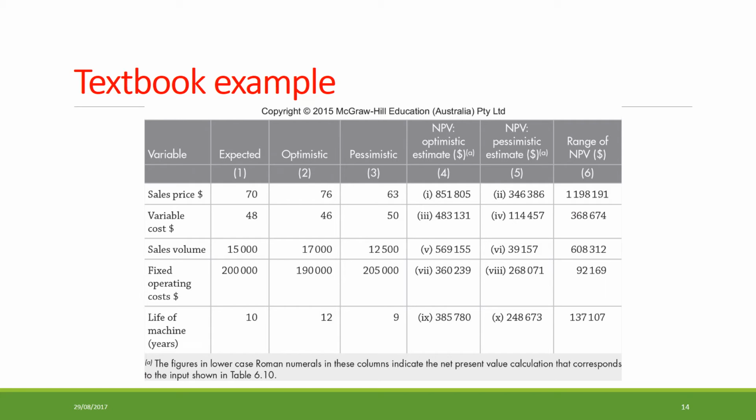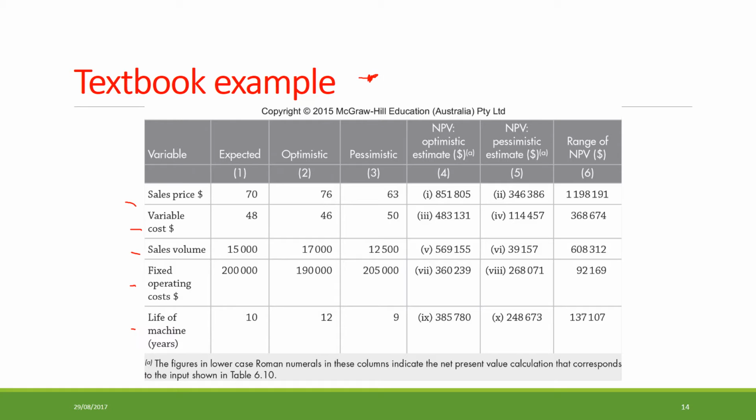So in summary, in the textbook you also have one example of the sensitivity analysis, and we basically do the same thing as we did in the lecture, right? Just that in here we have a few variables, so it's a bit more comprehensive than the exercise that we went through. We have sale prices, variable costs, sales volume, fixed costs, and also the life of the machines. But all the exercises are basically the same.